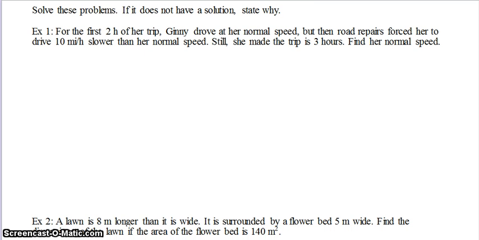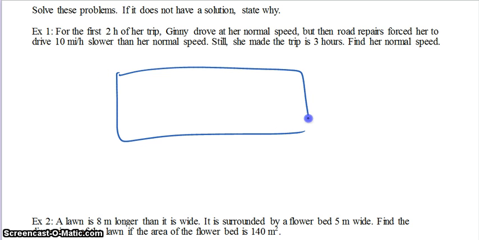Okay, so for the first 2 hours of her trip, Jenny drove at her normal speed, but then road repairs forced her to drive 10 miles per hour slower than her normal speed. Still, she made the trip in 3 hours. Find her normal speed.